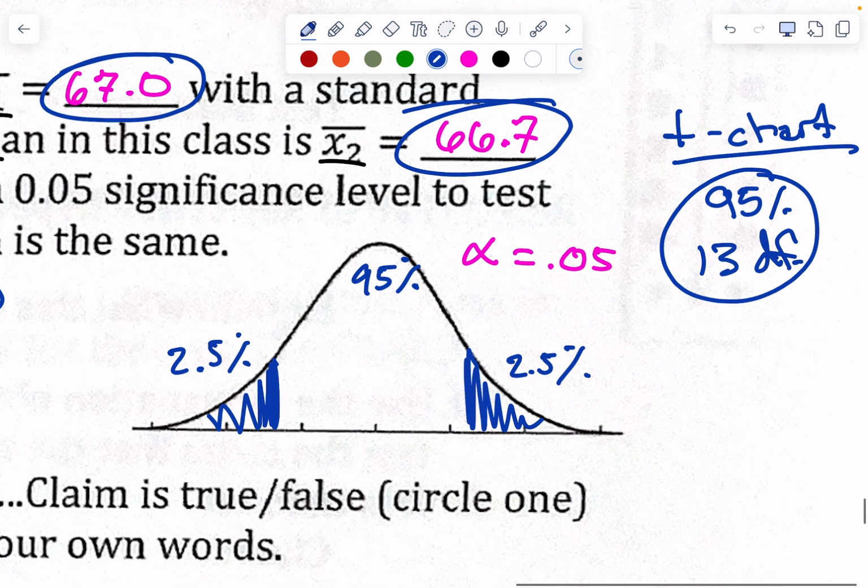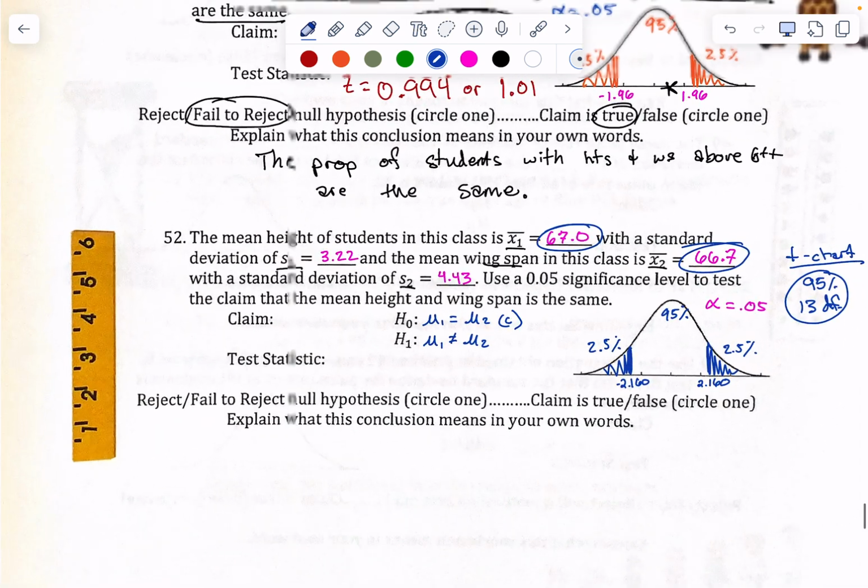Okay. 2.16. Is that true? 2.16 and negative 2.16. Yeah, I'm pretty sure we just did that. Yeah, I think we just did that. We did. Yep. Okay. All right.